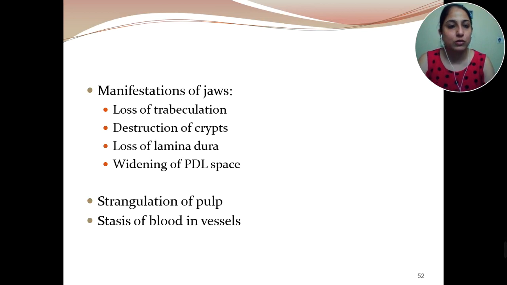Manifestations in the jaws include loss of trabeculation, destruction of crypts, loss of lamina dura and widening of the periodontal ligament space. There is strangulation of pulp and stasis of blood in vessels.